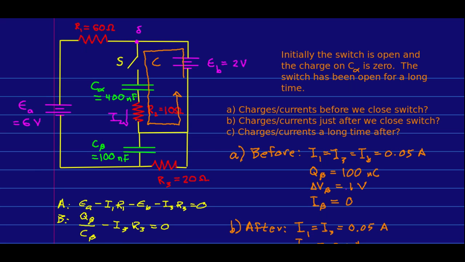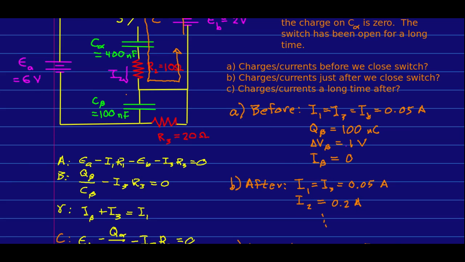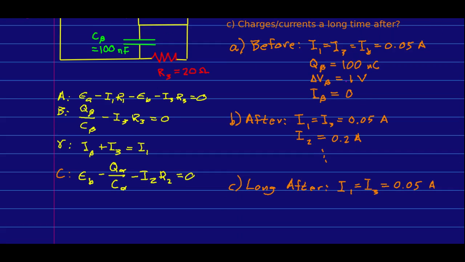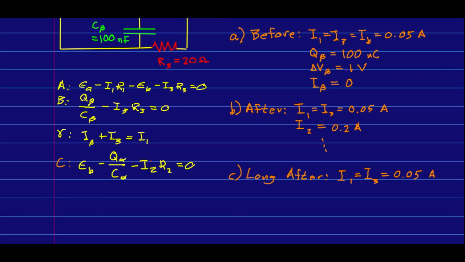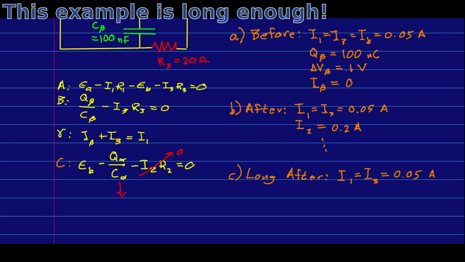Now, the remaining thing I could find, I suppose, I know I2 is 0, and so I could find the charge on capacitor alpha. And that's going to be relatively easy, because I now know that I2 is 0, and so I'm not going to bother to solve it, but you can see that I can now solve for Q alpha out of loop C.